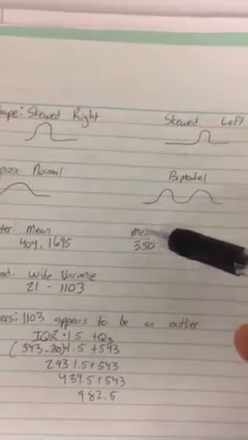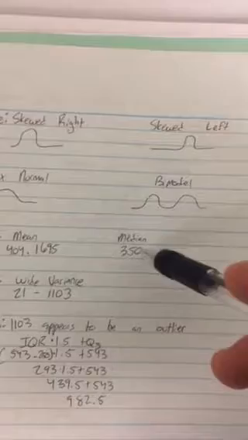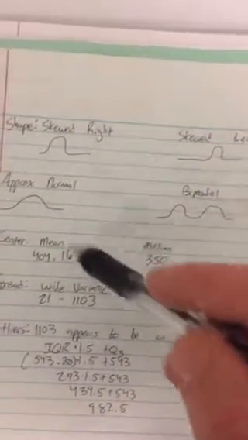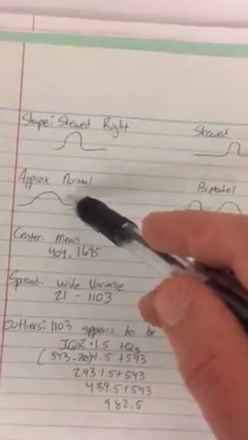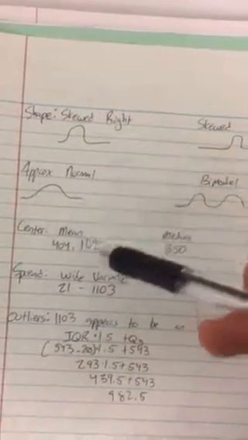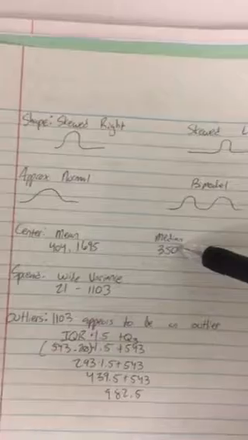The median is more resistant than the mean, meaning that it will be better for skewed right, skewed left, and bimodal for finding the center of the graph, because outliers will not affect it. Mean should be used for approximately normal graphs where it's a bell-shaped curve. So since it's skewed right, we would base our center around the median, which is 350.